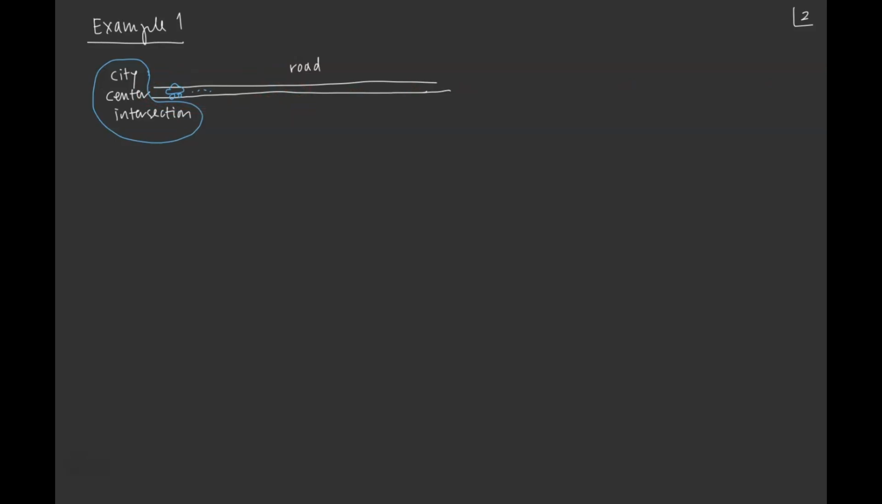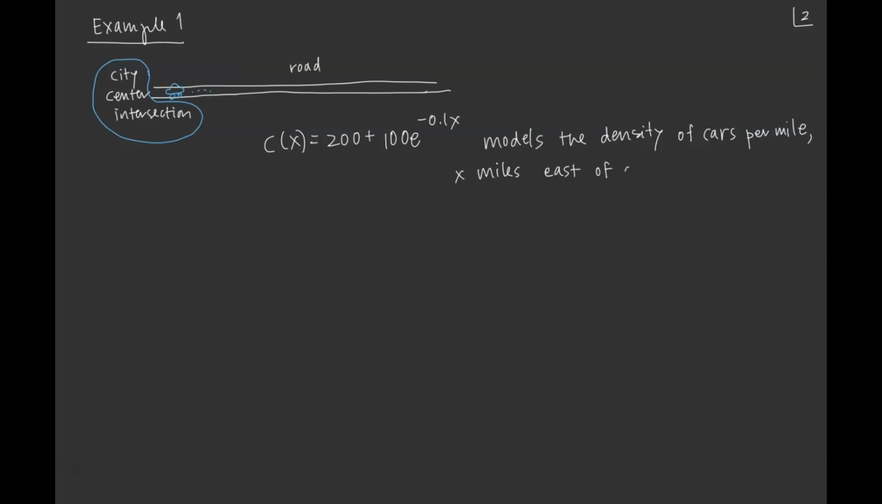But it is known that this formula, C of x equals 200 plus 100 e to the negative 0.1x, models the density of the cars per mile, x miles east of a city interchange. And so maybe a question that we would want to be able to ask is, how many cars are there in the first 5 miles? Meaning the first 5 miles east of that interchange.